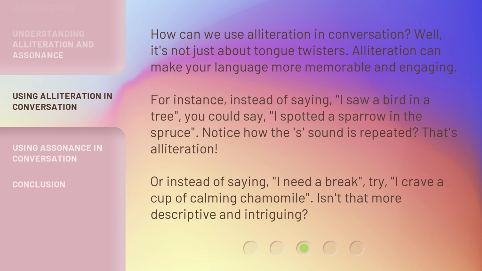For instance, instead of saying, I saw a bird in a tree, you could say, I spotted a sparrow in the spruce. Notice how the S sound is repeated. That's alliteration. Or instead of saying, I need a break, try, I crave a cup of calming chamomile. Isn't that more descriptive and intriguing?